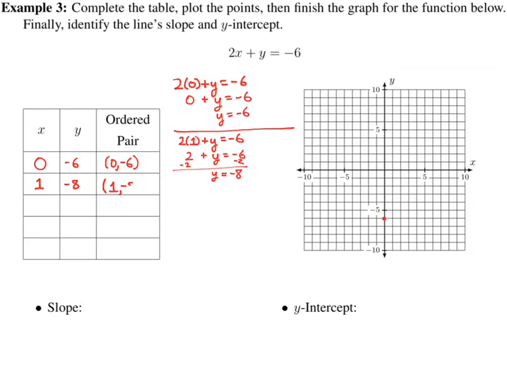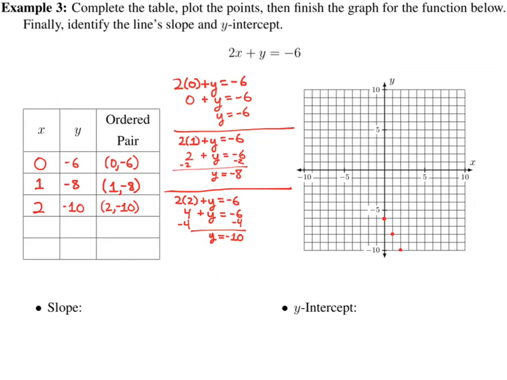Point 1, -8. Dot. Next point. Let x be 2. 2 times 2 plus y equals -6. 2 times 2 is 4. So then you subtract the 4 from each side. Y equals -10. So the point 2, -10.